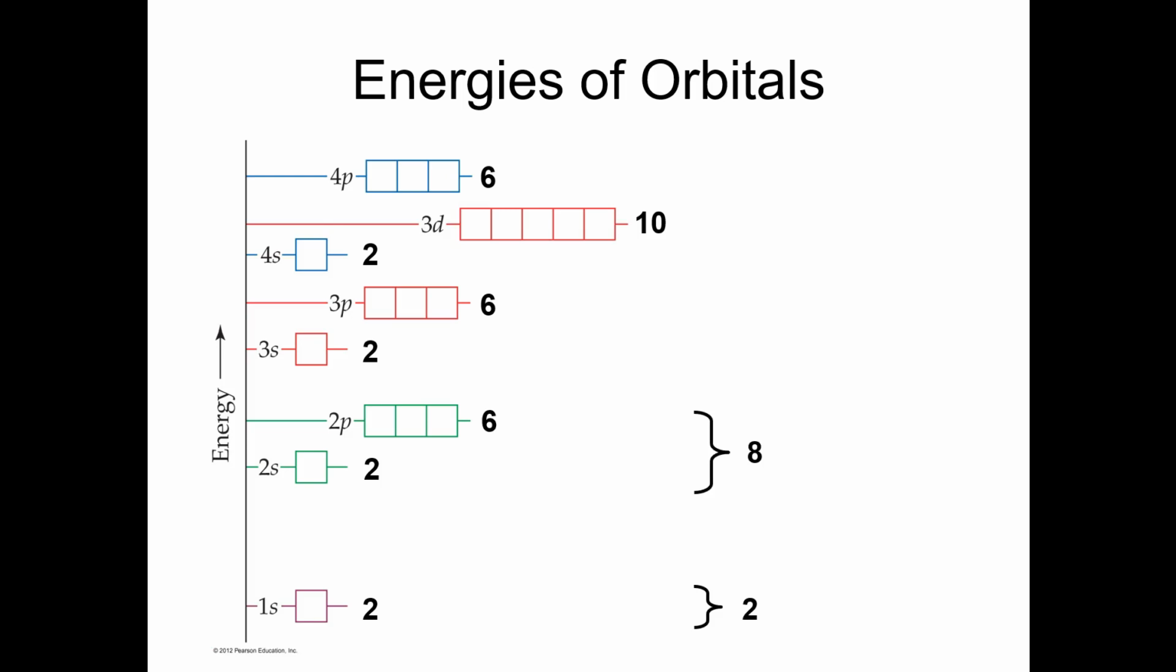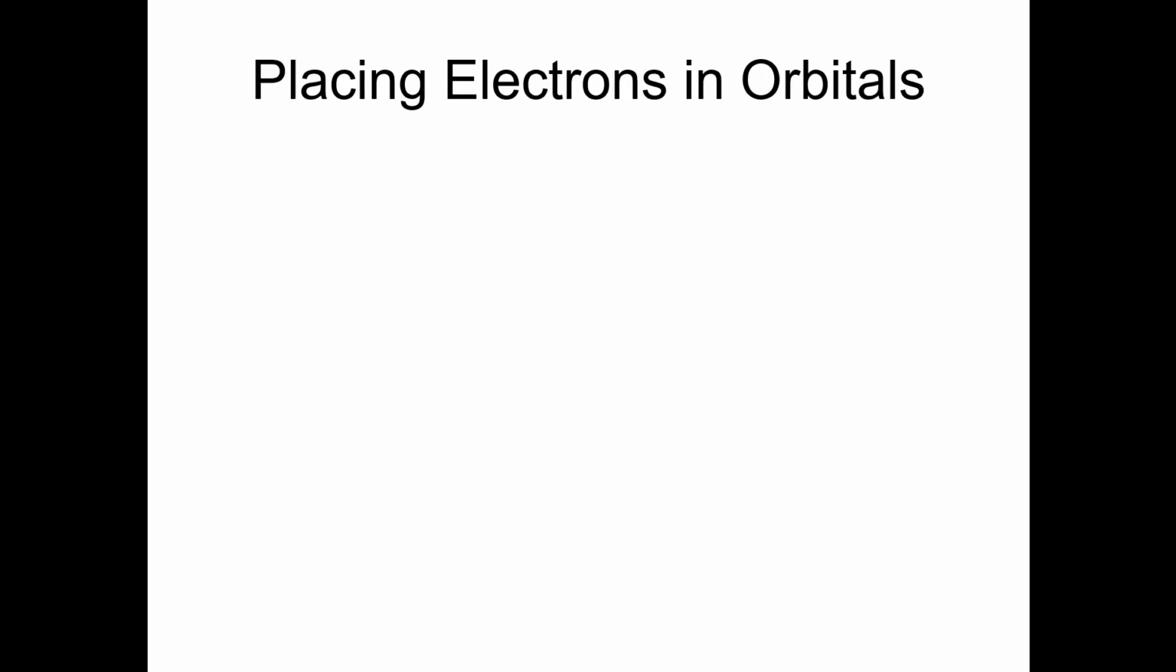At the n equals 2 level, we can put a total of 8 electrons into orbitals at the n equals 2 level. We can put a total of 18 electrons into orbitals at the n equals 3 level. So let's now talk about actually filling orbitals with electrons if we were talking about specific elements. And this is the most animated slide I have ever prepared for an AP Chemistry QOD. I believe it has 24 different separate animated steps.